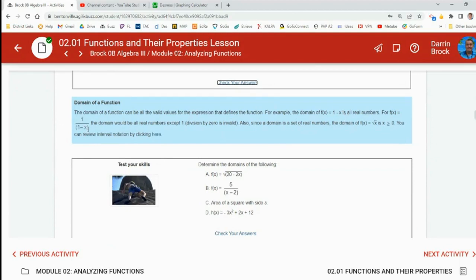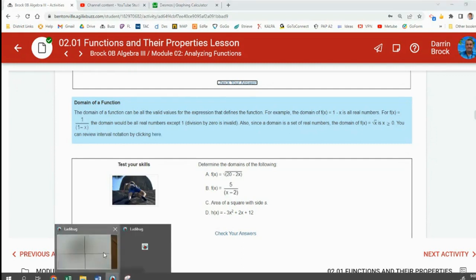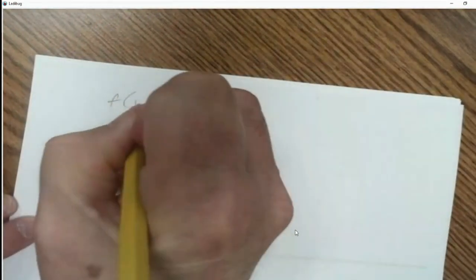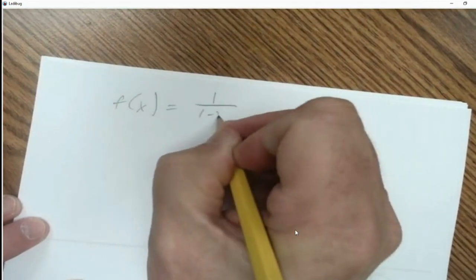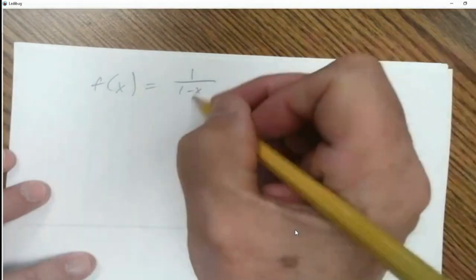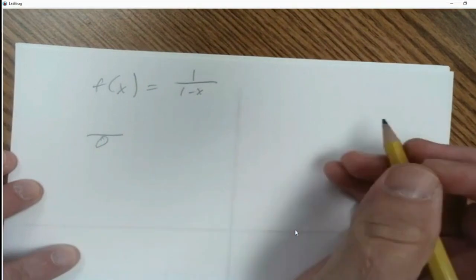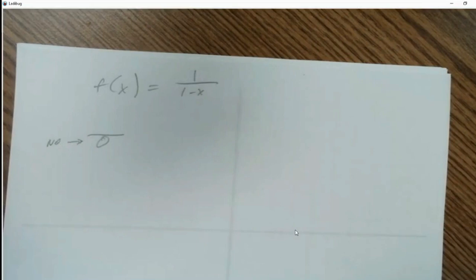If it's 1 over 1 minus x, well, let's look at that one. I'll put that on my paper. Let me get, no, it's a graph paper. It's a regular paper for this. Here we go. So if we have f of x equals 1 over 1 minus x, what is all the valid domain for that? Well, this is a fraction. We know a fraction cannot have a 0 on the bottom. We cannot divide by 0.